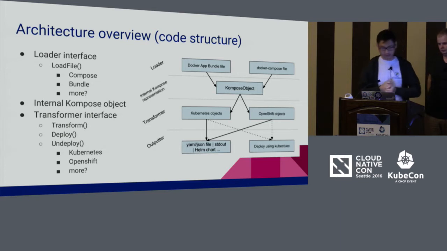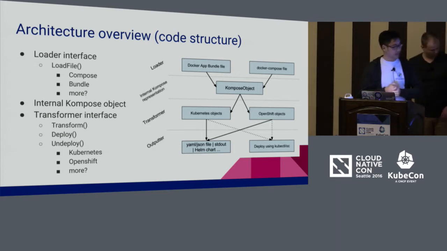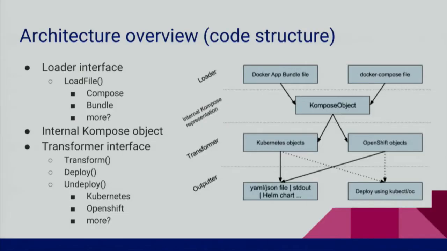So I'd like to talk a little bit about the architecture. We already restructured the code base, and we have some contributors from Red Hat and Google. The code architecture is now quite clear. We define an interface for input and an interface for output.